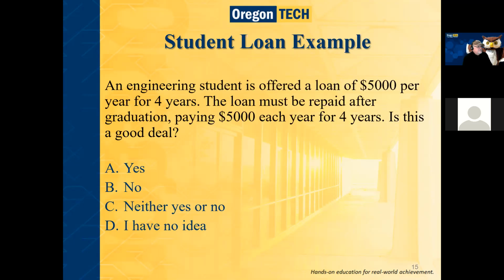So here's one that's sort of for an engineering student. Do we know any of those? A student is offered a loan of $5,000 per year for 4 years. Loan must be repaid after graduation. Okay, is this a good deal? This is kind of like how student loans work. Is it, logically, is this good or bad? Anyone want to guess? No one wants to guess. I'm guessing C.